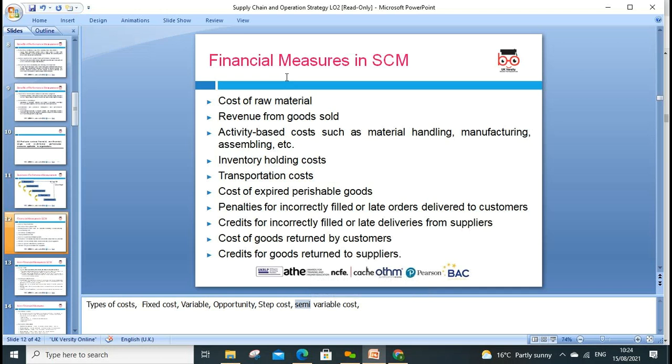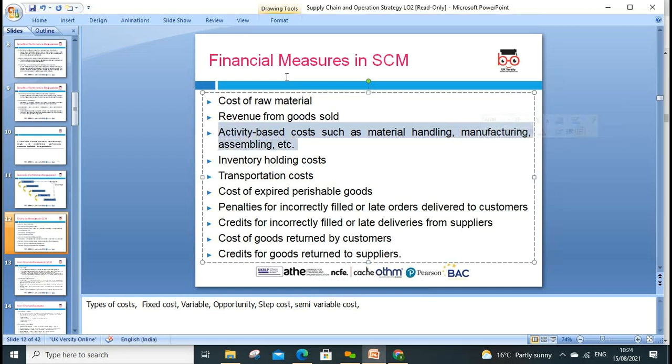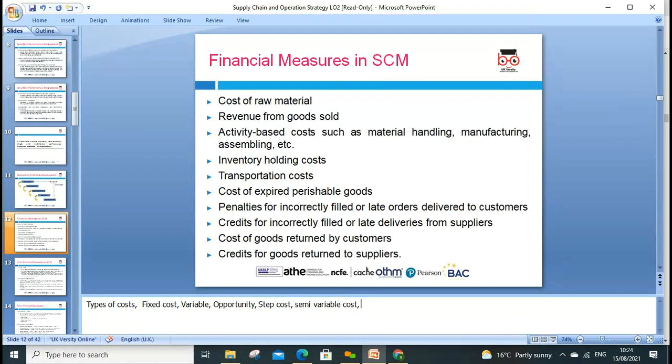Okay, other costing methods as well. We can look around activity-based costs. If your activity increases, cost will increase. This is also known as ABC costing, activity-based costing. Inventory holding cost, transportation cost, expired perishable goods.